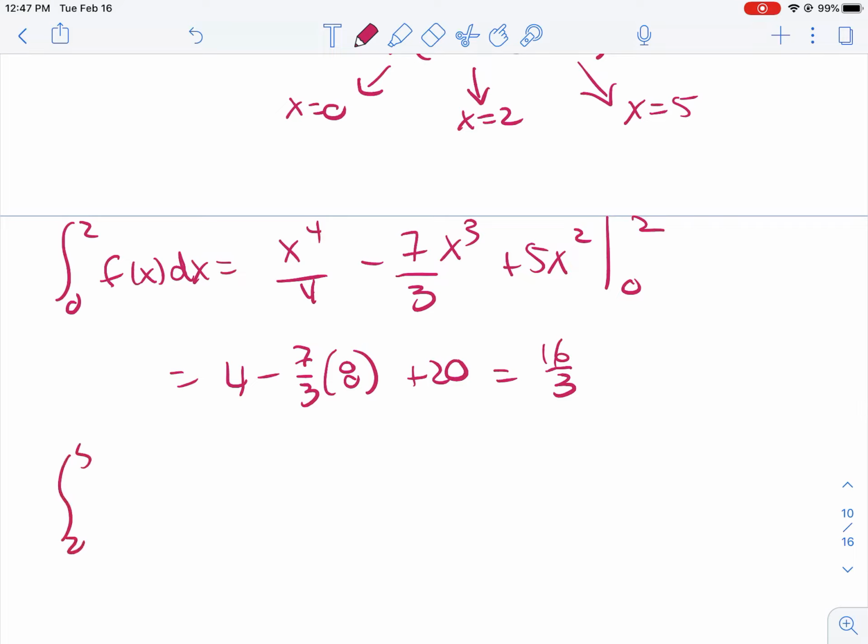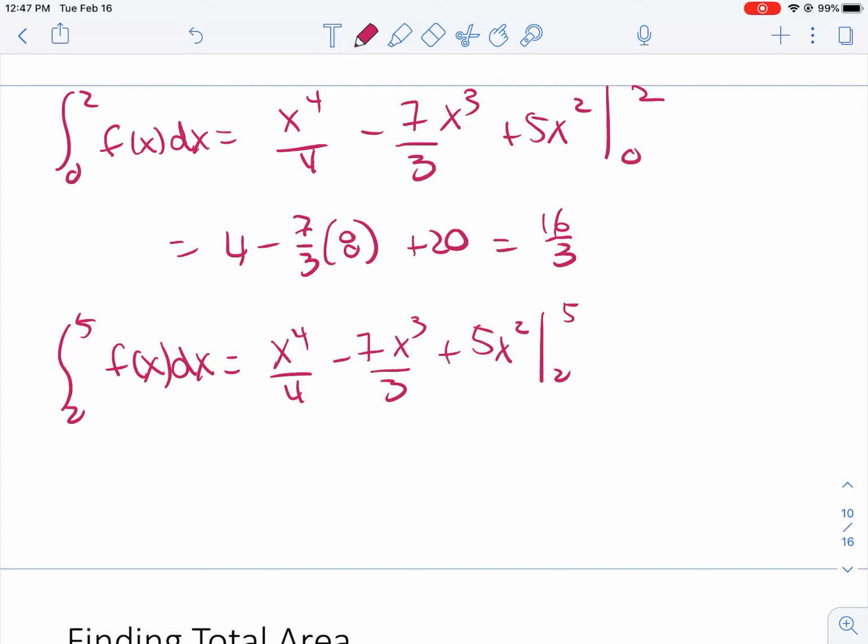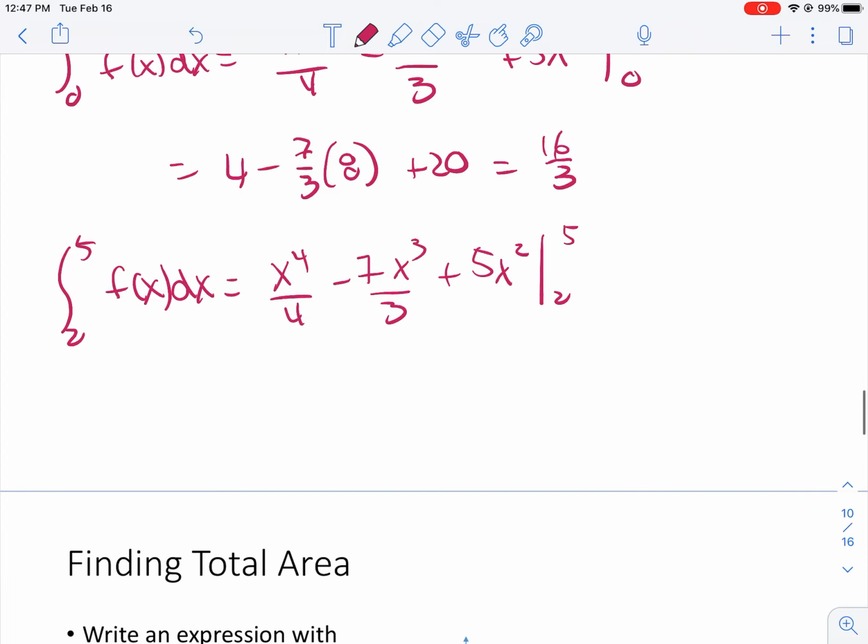Now I'm going to integrate from 2 to 5 of this function. Again, the same antiderivative, but now I'm integrating it from 2 to 5. And when I do that, I'm going to get some messy numbers. Again, you can check with your calculator. This comes out to be -63/4. So that tells me that between x equals 2 and x equals 5, the graph goes below the x-axis.